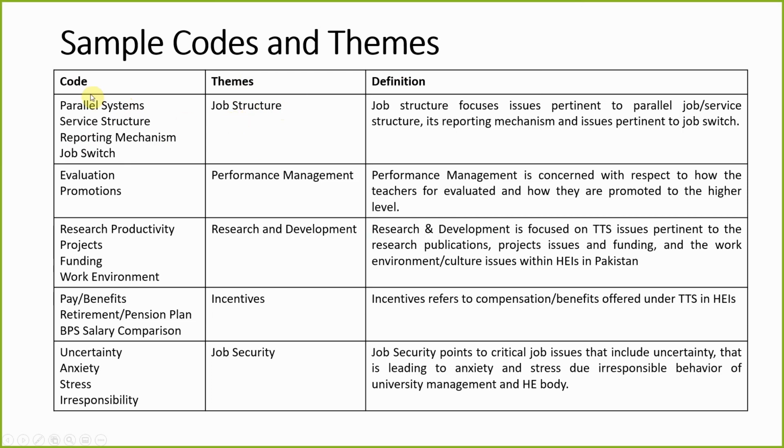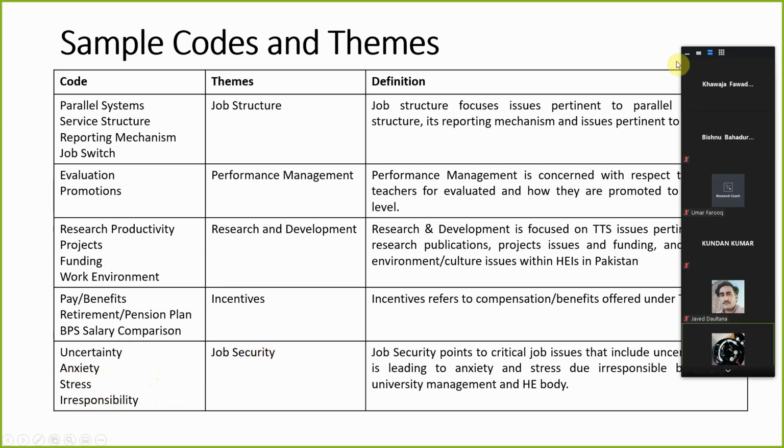So I have grouped the codes parallel system, service structure, reporting mechanism, job switch as job structure. I've grouped evaluation and promotions as performance management. I've grouped research productivity, projects, fundings, and work environment as research and development. I've grouped pay, benefits, retirement pension plans, BPS salary comparison as incentives. And I've grouped uncertainty, anxiety, stress, irresponsibility as job security.